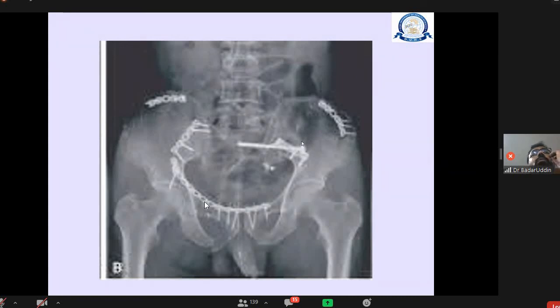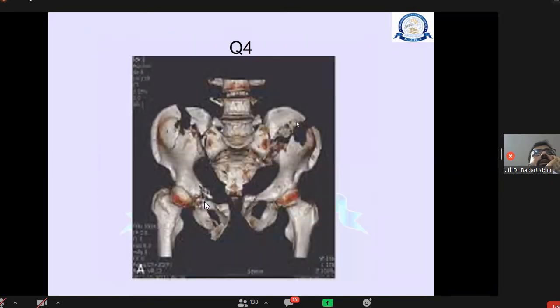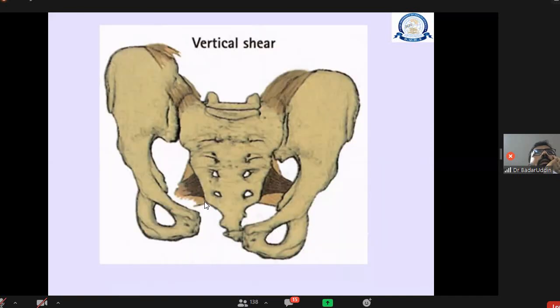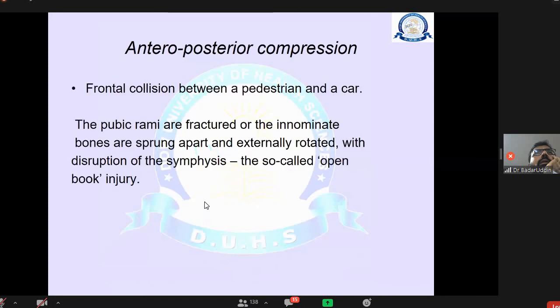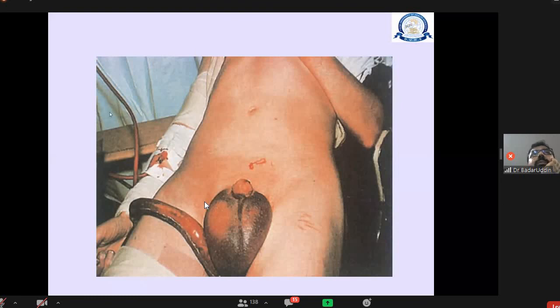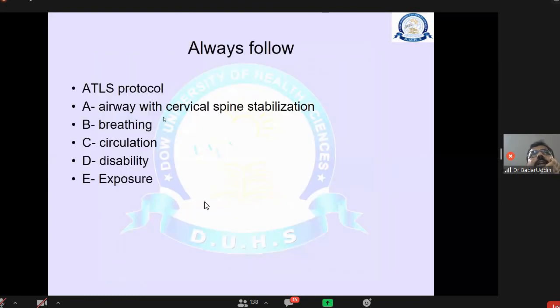In the ATLS protocol, we follow airway with cervical spine stabilization. If you talk with the patient and the patient is able to talk, it means the airway is clear. And you should assume a cervical spine problem until you get the X-ray. Then you check for breathing and then circulation, then deformity or disability of the limbs, and then expose from the toe to the head.